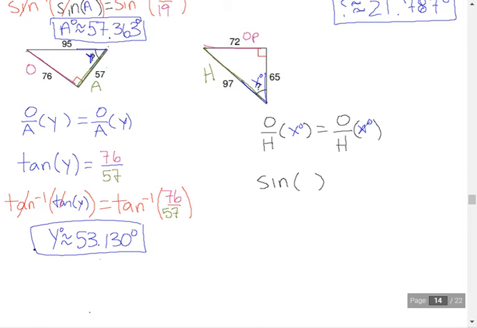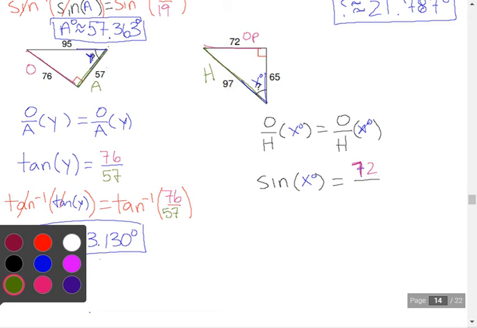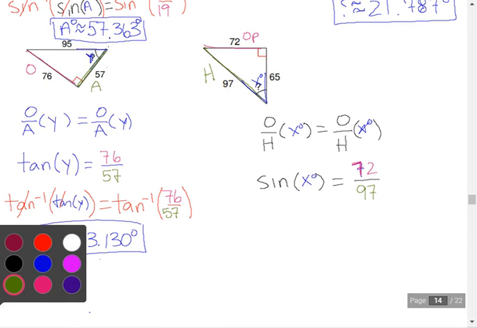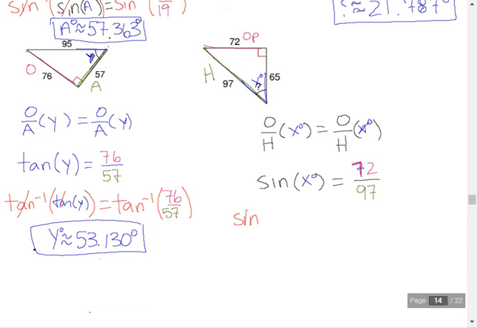Okay, so using the reference angle of X, in my actual triangle, my O, or opposite side, is going to be 72. Okay, then my hypotenuse side is going to be 97. Okay, so we have both side lengths, and we don't have the angle, so we have to get the angle by itself. In essence, we have to get rid of the sine value, and so we'll apply the inverse sine, because that's what inverses do. Inverses get rid of something or undo something.